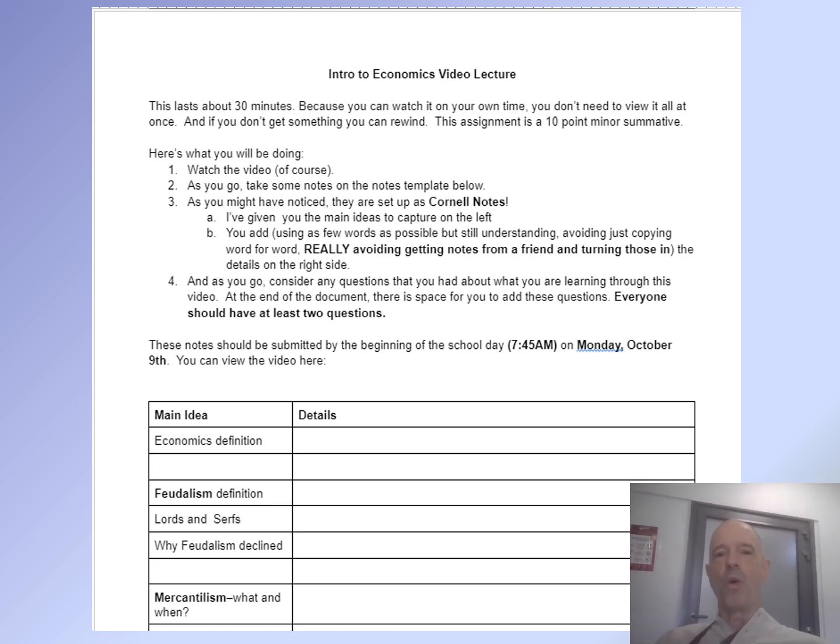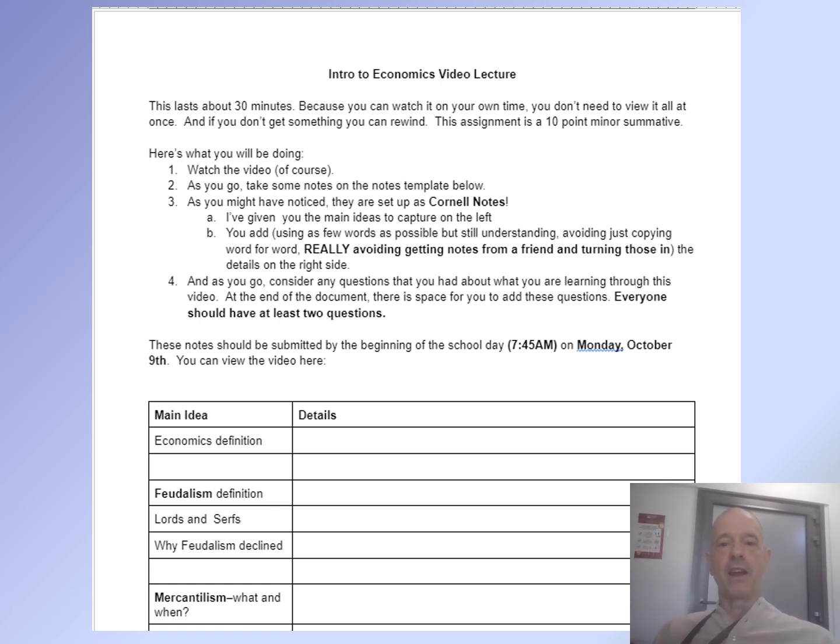And then as you go, consider any questions you have. It can be an open-ended question. Do we think that? Sure, do that. Or I'm really not understanding what mercantilism is. And if you look at the bottom of the document, there's a place for you to add at least 2 questions. Everybody should have submitted at least 2 of their own questions, either to further their understanding of the content or sort of big picture ideas. I wonder why you wanted more information about something. So that is the assignment, and that said, let's take a look at economics.